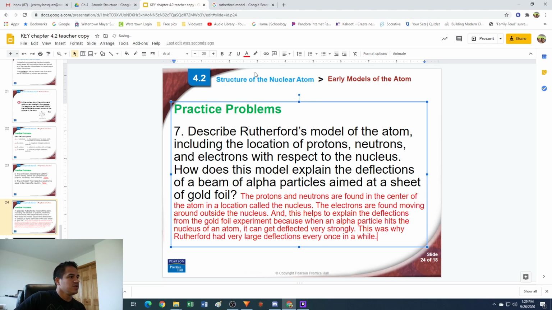Okay? So again, protons and neutrons are in the middle of the atom, electrons are buzzing around outside the nucleus, and because of the nucleus in the gold foil experiment, when an alpha particle hits the nucleus of an atom, it can get deflected very strongly, and that's why he had large deflections every once in a while, okay? So, all right, that's it for this section.